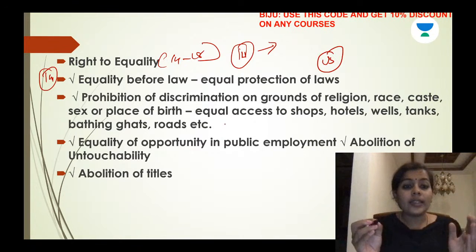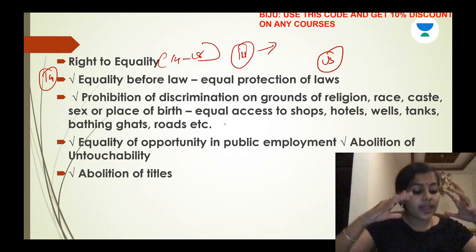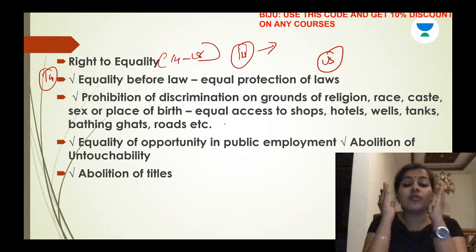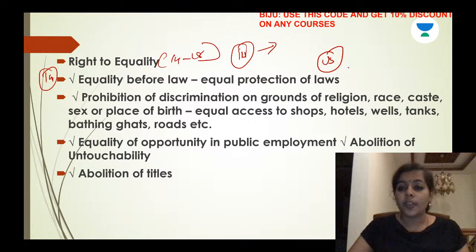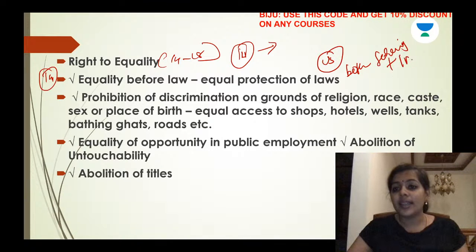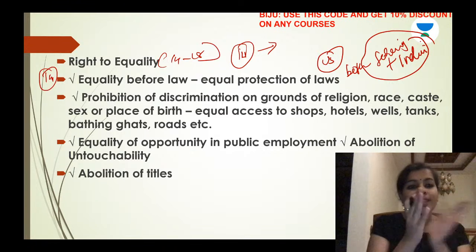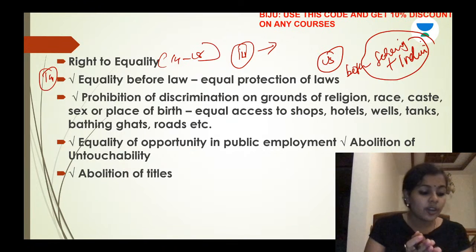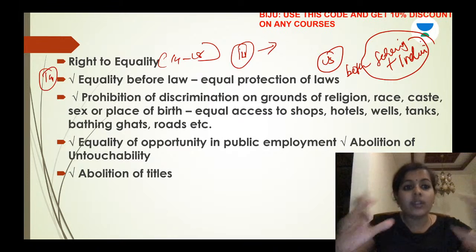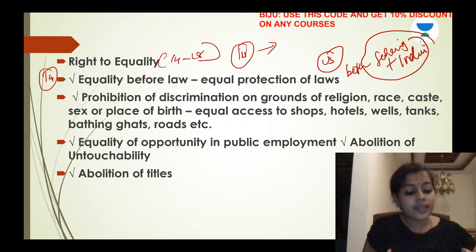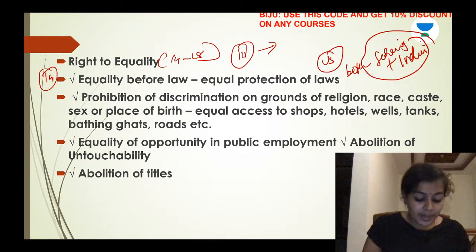Right to equality is where we are going to discuss. Article 14 is for every citizen, both foreign and Indian citizens. What about Article 15? It is also for every citizen. The article for equality ensures equal treatment to every citizen of the country. Then, equality of opportunity in public employment.